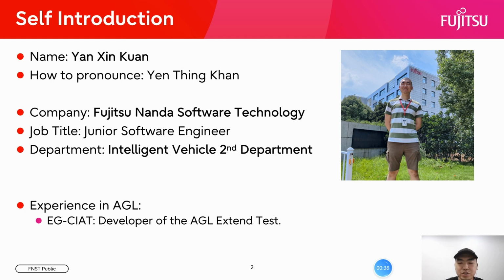I'm working for Fujitsu Nanda Software Technology. You can see that I'm taking a photo with my company building in the picture on the right. The weather was very good. I'm a junior programmer. I work for the second development department of the Intelligent Vehicle Division. I've been involved in the development of AGL community for a year. In the past year, I'm one of the developers of the AGL extend test.